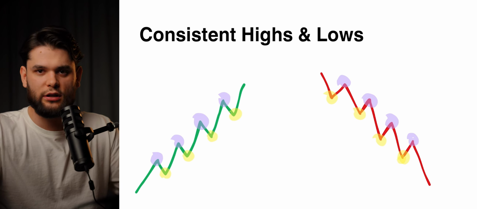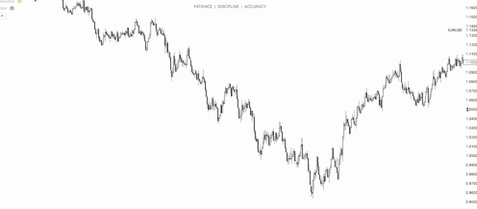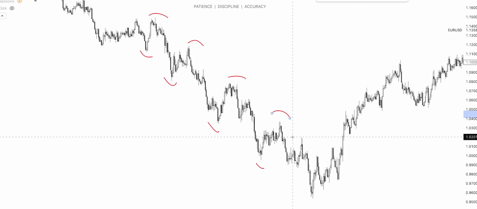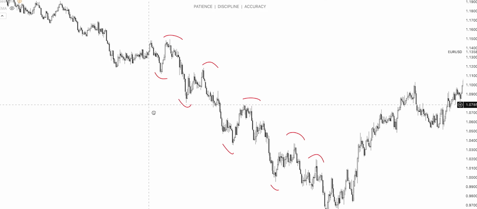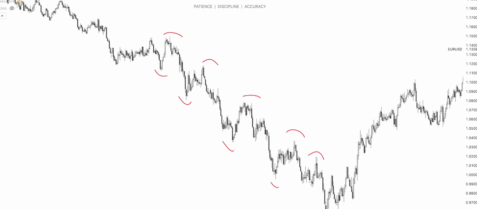Then we can tell that the price is either trending up or down. Now let's look at some real charts. Over here you can see a clear downtrend. This is EUR/USD on the daily time frame, and you can see here we do have lows that are lower than the previous lows, and we do have highs that are lower than the previous highs. That means that we are in a downtrend. The biggest criterion of a trend is that the price is making consistent actions, consistent impulses in one direction, whether that's up or down.